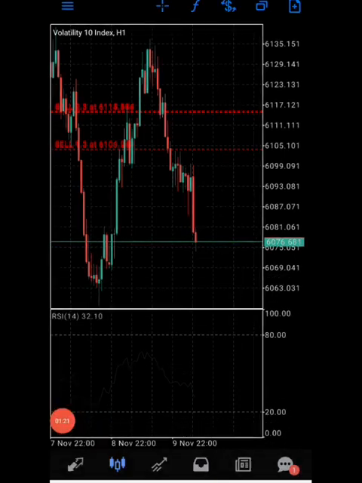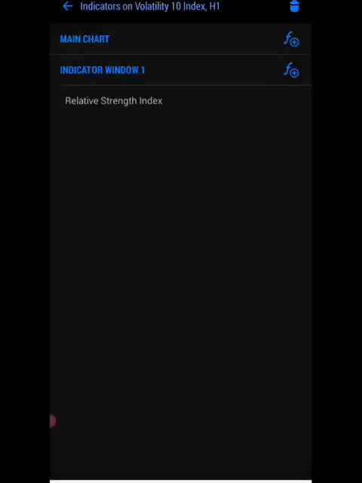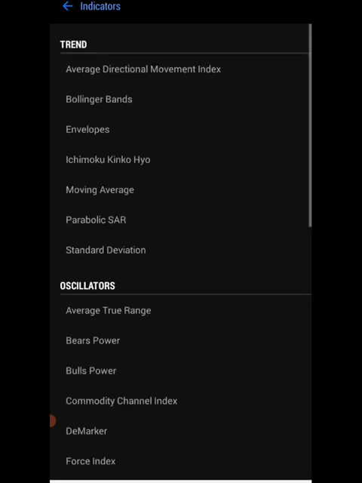Guys, please watch this video attentively. You can make money with this strategy. So the next indicator, on indicator window one, you click on the indicator window one tab.